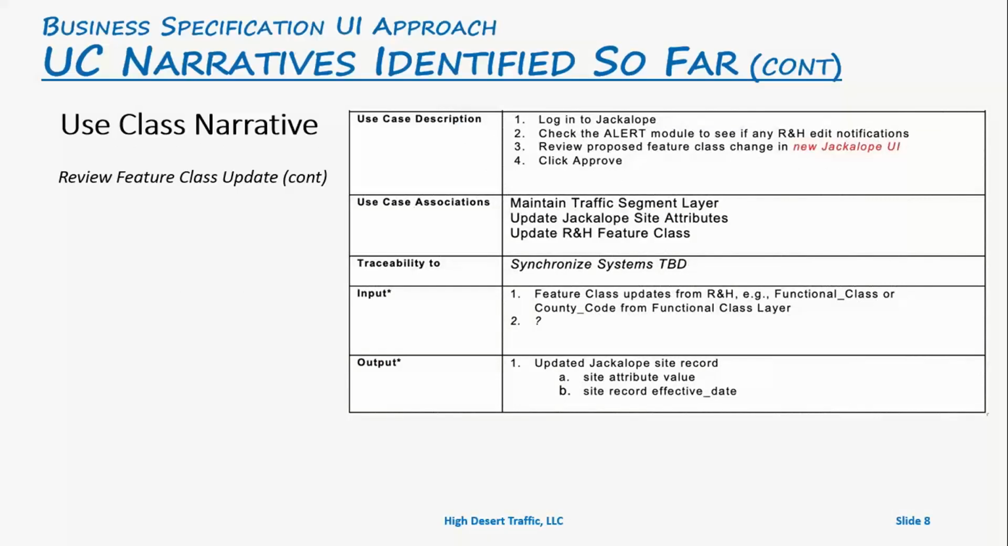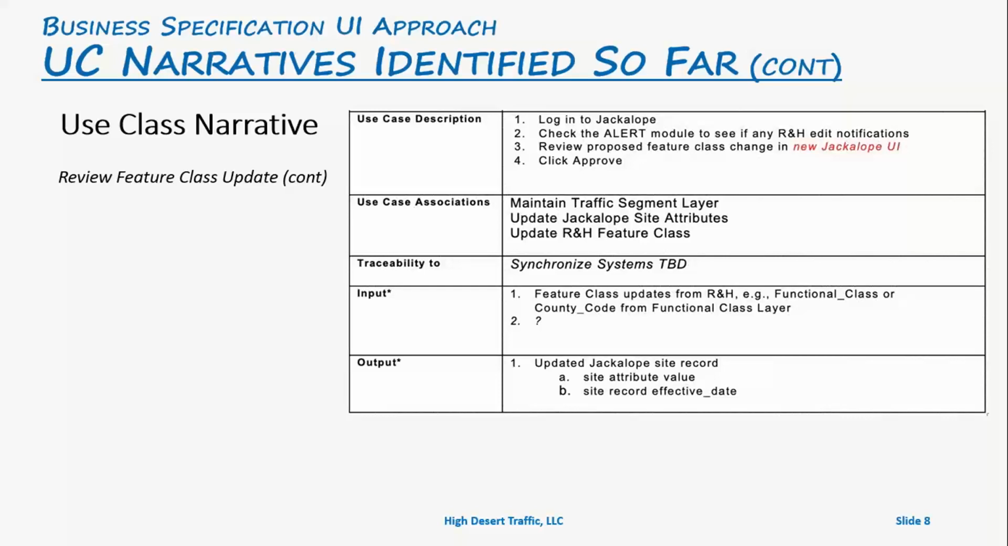This is kind of a step-by-step where you'll log into Jackalope, check that alert module to see if there have been any edits or any notifications. Review the proposed feature class change in the new Jackalope UI, and then click approve. So that's kind of what it would actually look like going through the motions.